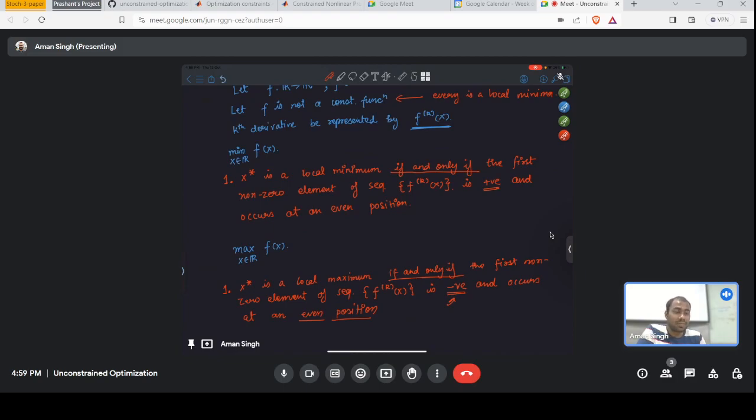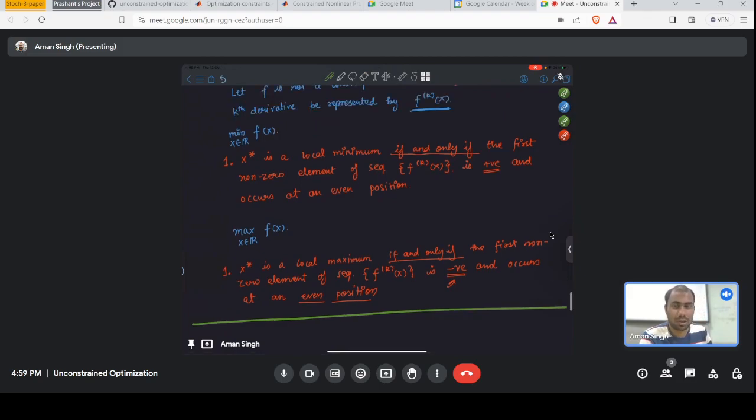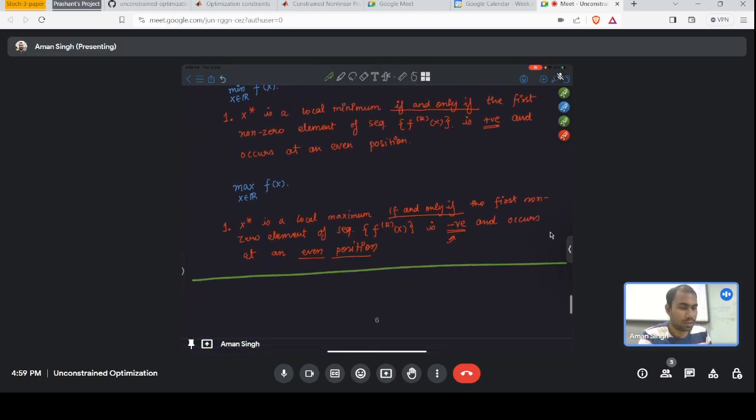The thing is, what happens if the non-zero element is on odd positions? It turns out that those kinds of points are saddle points. So it's neither local minima nor local maxima. It will be like the zero of x cube. It will be something like this. Okay. So these are some necessary and sufficient conditions. The thing is, I will not prove these theorems, but you can. These are the most important conditions for you to remember in this lecture.